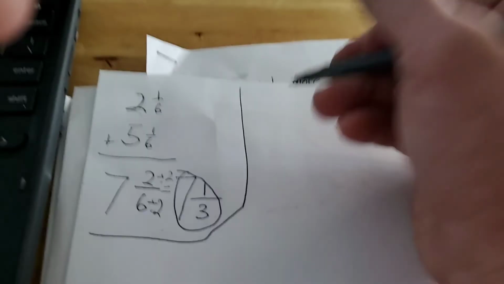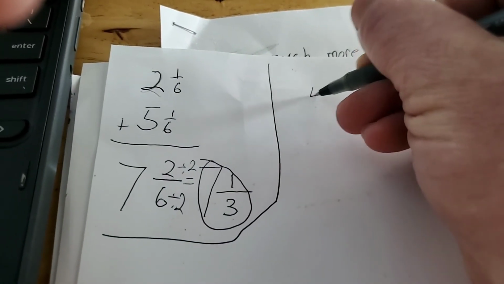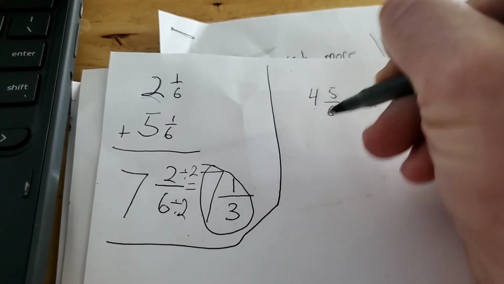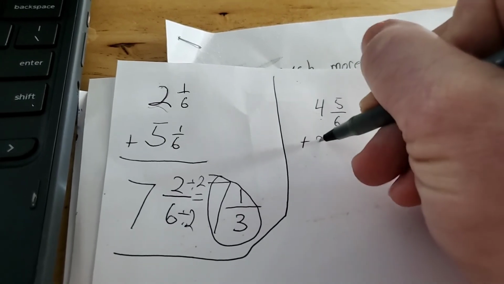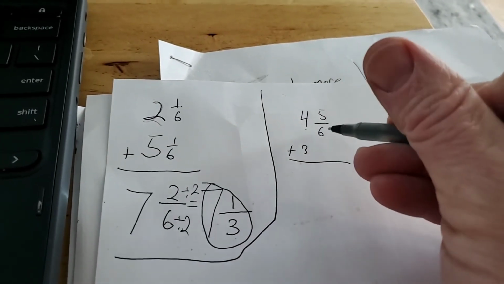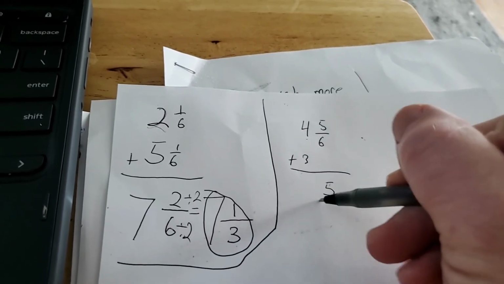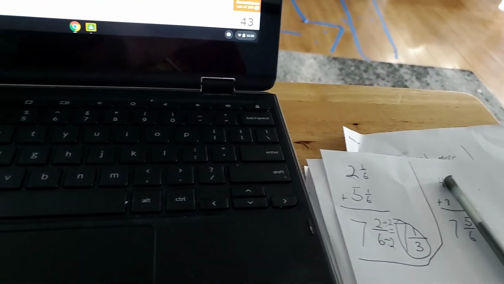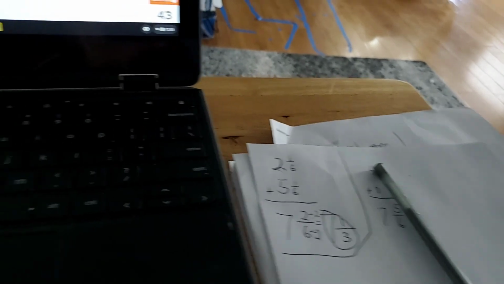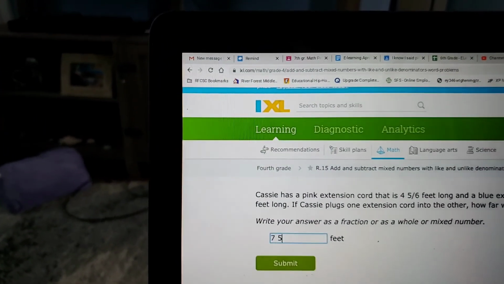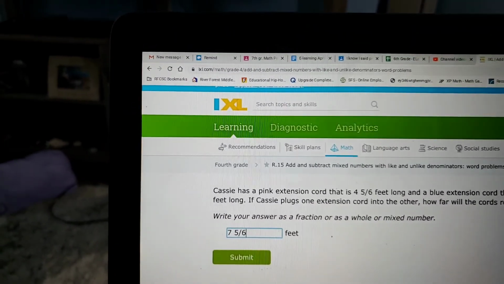All right. So the first number we've got is the 4 5/6. We're adding 3 to that. This might be the easiest problem you have in the whole set. When you add, well, the fractions, there's nothing to add to 5/6. So you just keep that fraction the same. You're adding 4 plus 3. So combined, it'd be 7 5/6 feet long. Okay, 7 5/6. Let's hopefully get some tougher ones coming up here.